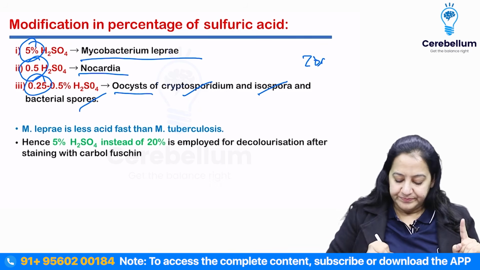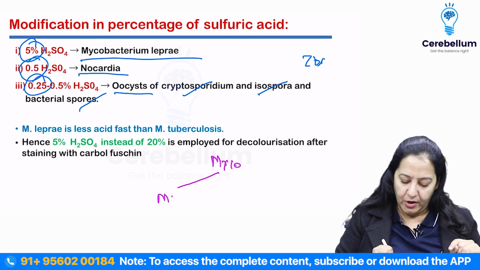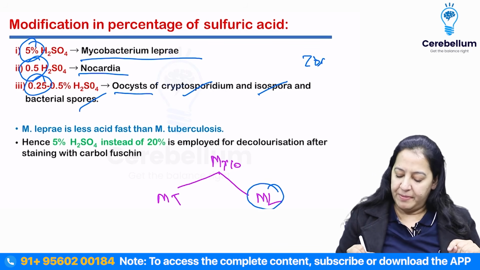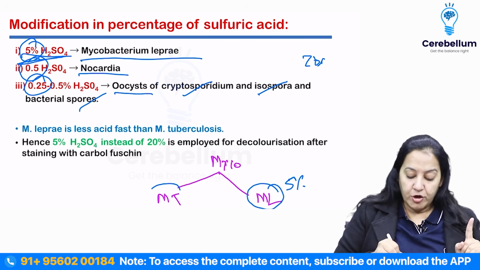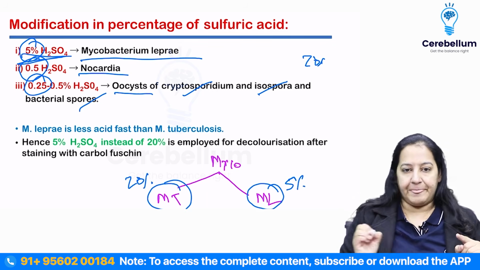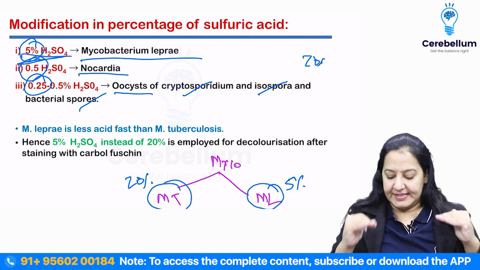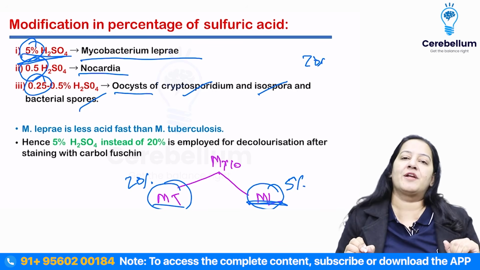There are two types of Mycobacterium: Mycobacterium tuberculosis and Mycobacterium leprae. I told you for Mycobacterium leprae we use 5% H2SO4. For tuberculosis we use the standard 20%. Right, you can see, right? So can I say Mycobacterium leprae is less acid fast as compared to Mycobacterium tuberculosis?